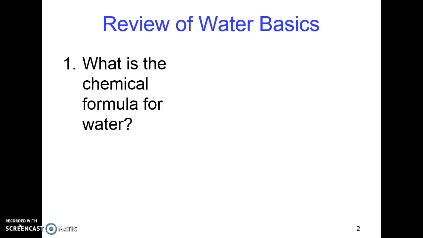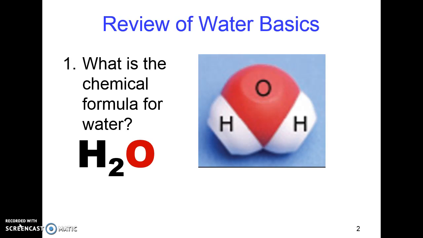Alright, review of water. What's the chemical formula for water? I think everybody knows that water is H2O. That's the one chemical formula we all know. Alright, and if you'll get one of the water molecules out of your water kit, you'll see that we've got one oxygen and two hydrogen, and these molecules are going to act like real water molecules.